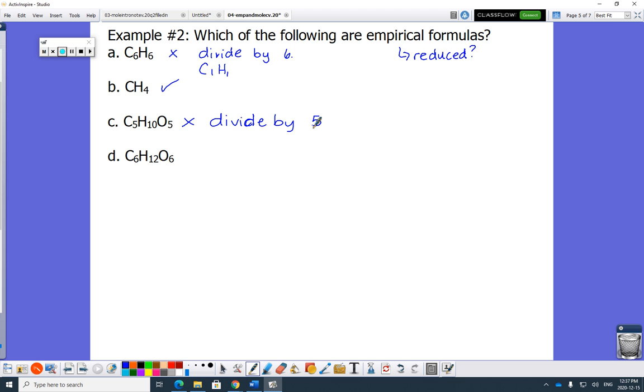Same thing with this one. You can divide by 6. This happens to be glucose. So now this is a 6-member ring.